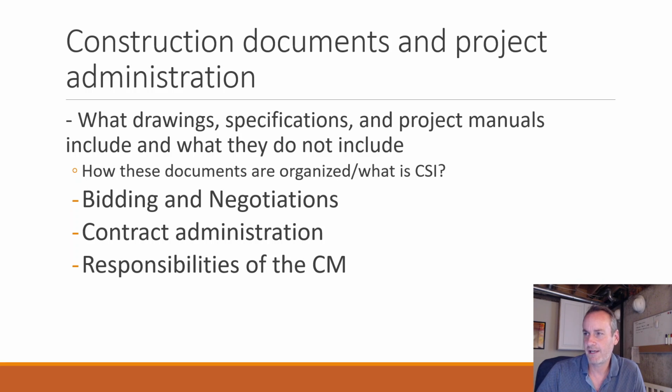So this is somewhat of an overview slide of what we're going to be talking about as far as drawing specifications, project manuals. What are they? What do they look like? What do they and don't they include? And how are they organized? Looks like some bad formatting we got going on there. We got dots and dashes. We got everything going on. Also, bidding and negotiations, contract administration, and some responsibilities of the CM, construction manager.